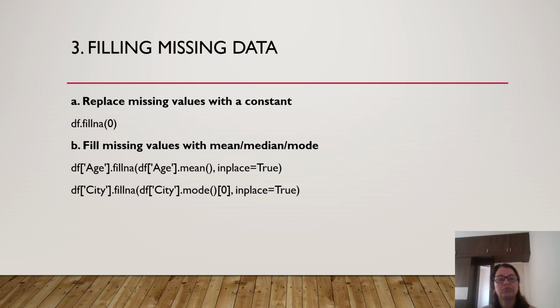So for the first example I am showing df.fillna(0), that means the missing value will be filled with 0. And in the second example I am showing you df['age'].fillna(df['age'].mean()). So in the second example the missing value will be filled with the mean value of the age, and the third example is that the missing value can be filled with the mode value.